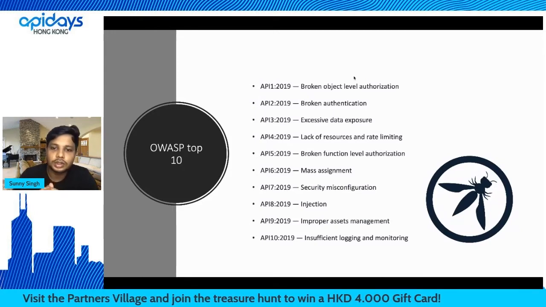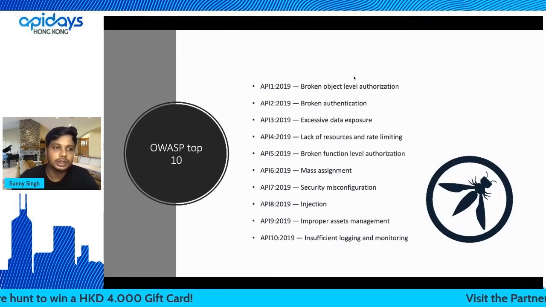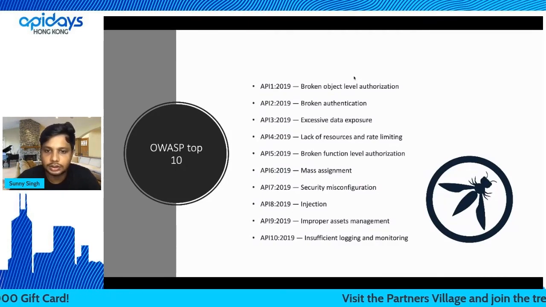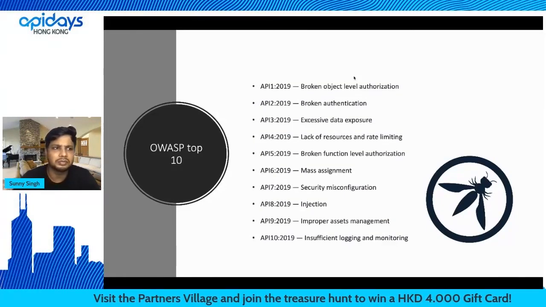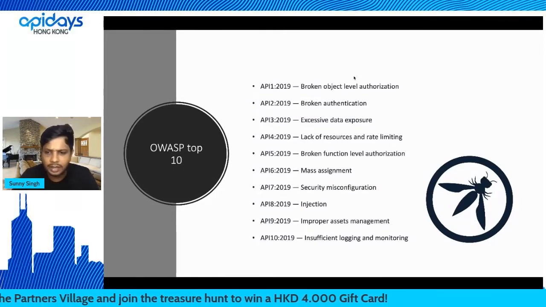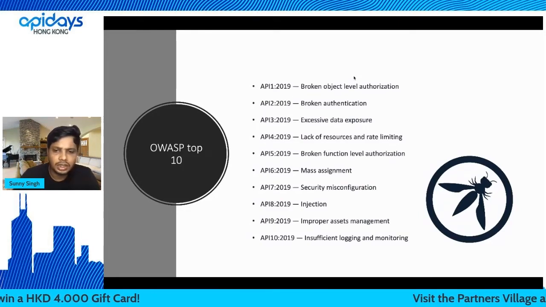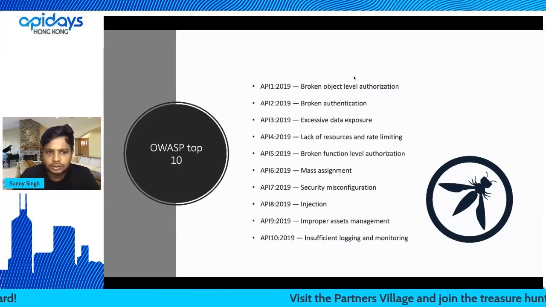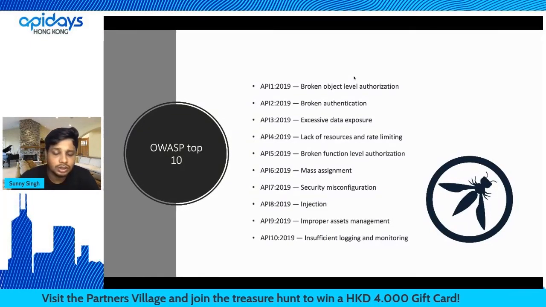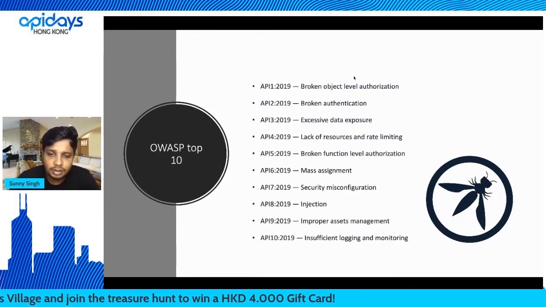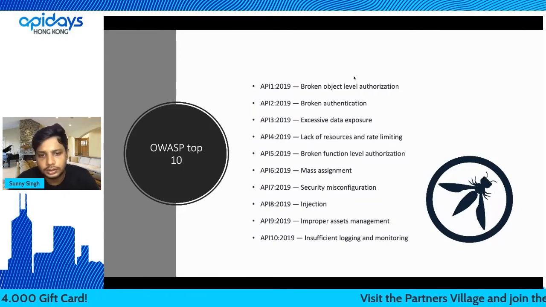Okay, so the next one is broken authentication. As the name suggests, broken authentication is nothing but loosely implemented authentication, right? Nowadays we are seeing so many applications with default credentials, like admin/default, or they are coming up with very weak passwords that can be guessed very easily, right? Or the authentication mechanism can be easily broken. Those fall under broken authentication, right?